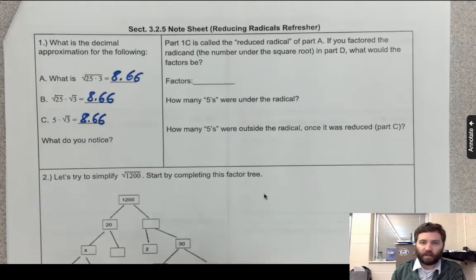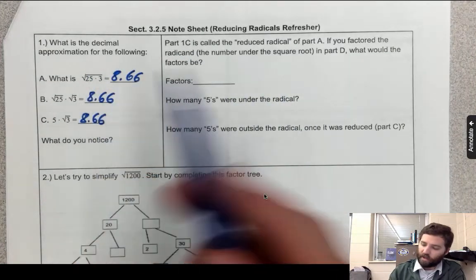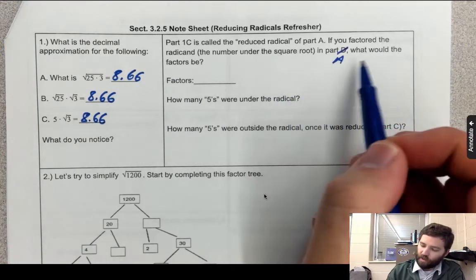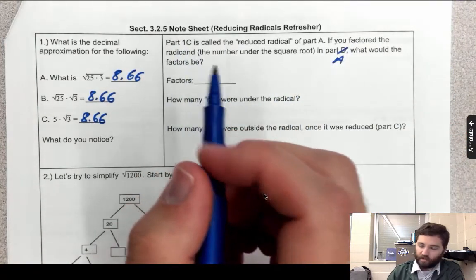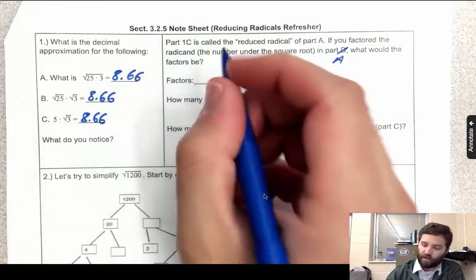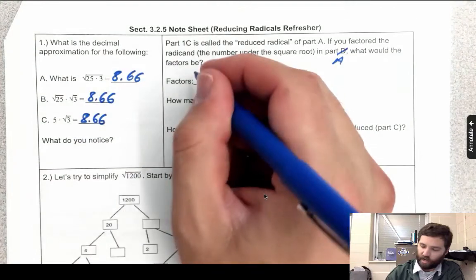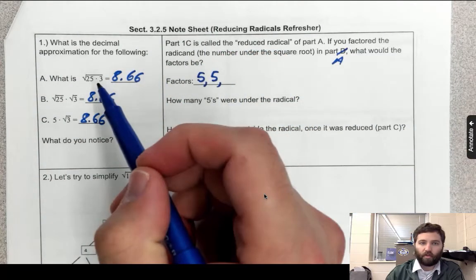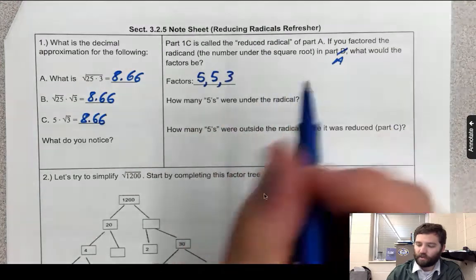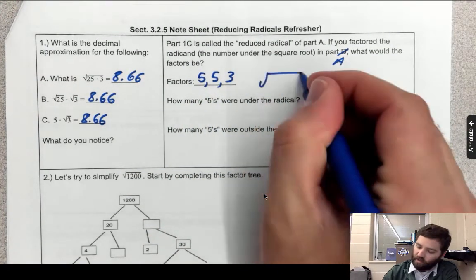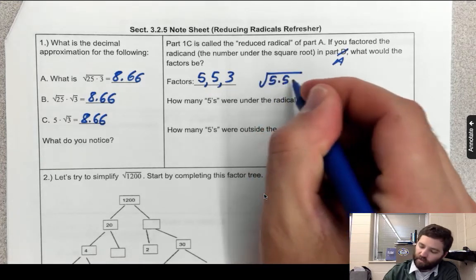If I take this number in part A, this is actually a typo, this should say A. So if I take the number in the square root in part A, what would the factors be? Well, factors are numbers that multiply to give you a number. So what are the factors of 25 right here? Well, they're 5 and 5. And then 3 doesn't break down any further. So these are our 3 factors. If you were to write this out, you'd have the square root of 5 times 5 times 3.